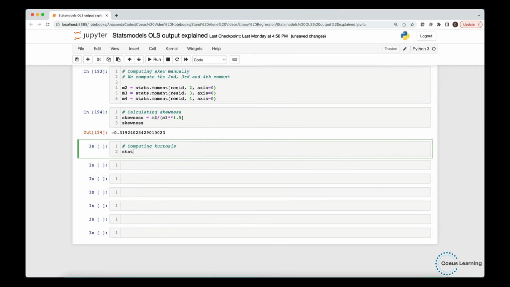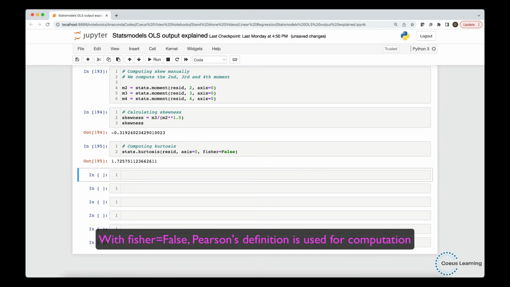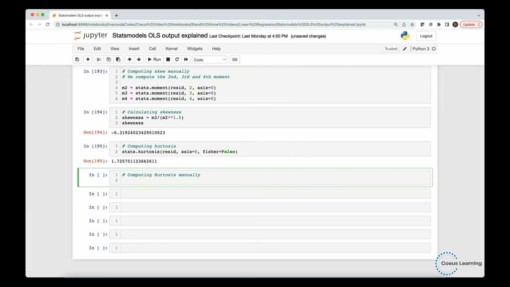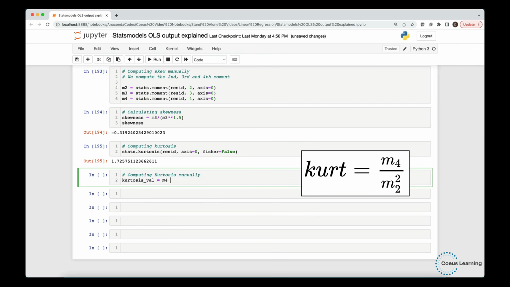Now that we have seen how to compute the skewness, let us see how to compute the kurtosis, both using the available function and manually. We use the stats.kurtosis function and pass the residuals to it. The Fisher parameter is set to false. When Fisher is set to false, Pearson's definition is used. In order to compute the kurtosis manually, we use the fourth and second order moment.